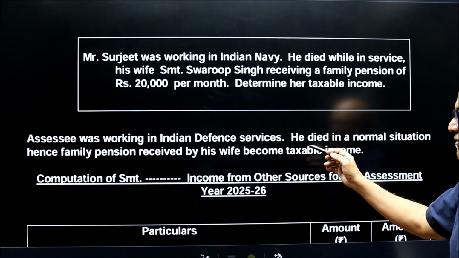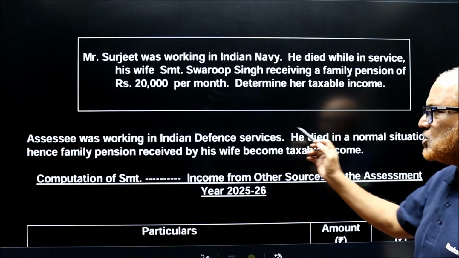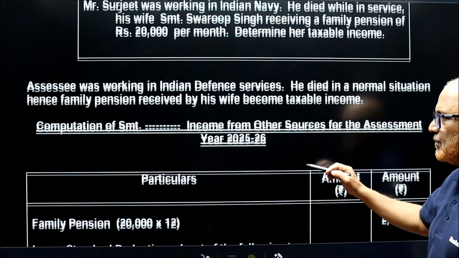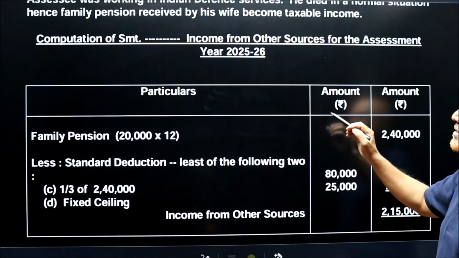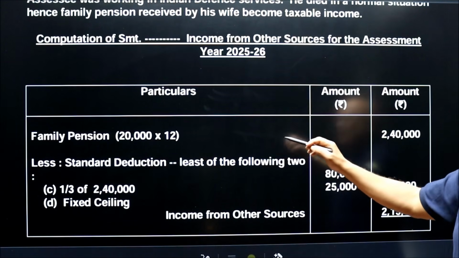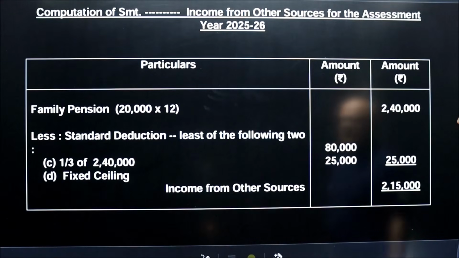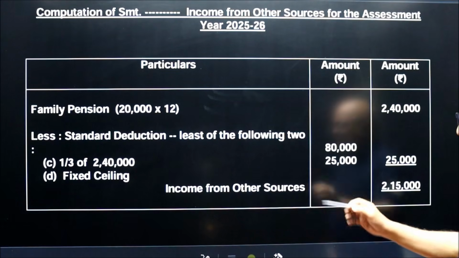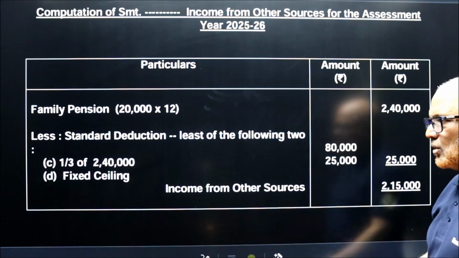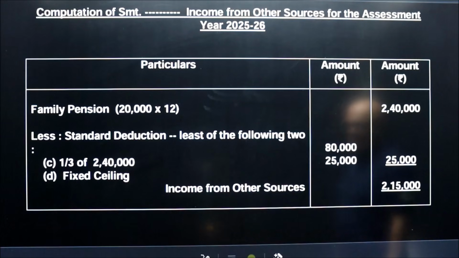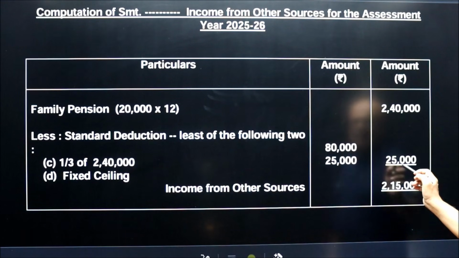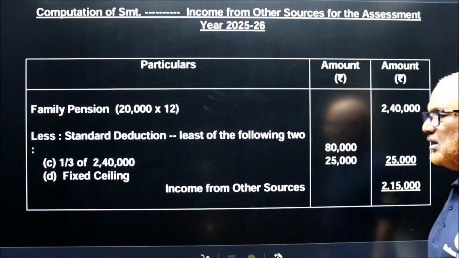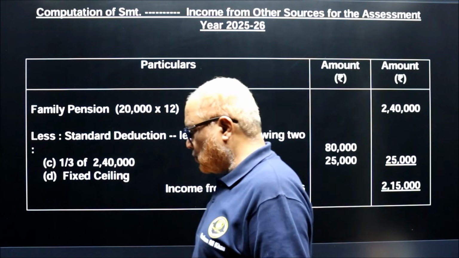The SSC was working in the Indian Defence Service. He died in a normal situation. Hence, the family pension received by his wife becomes fully taxed. So, computation of Srimati's income from other sources. Family pension 20,000 into 12, 2,40,000. Less standard deduction, the least of the following two: 1/3 of 2,40,000 is 80,000, or the fixed ceiling of 25,000. The least is 25,000. So, subtract 2,40,000 minus 25,000, and 2,15,000 is income from other sources.